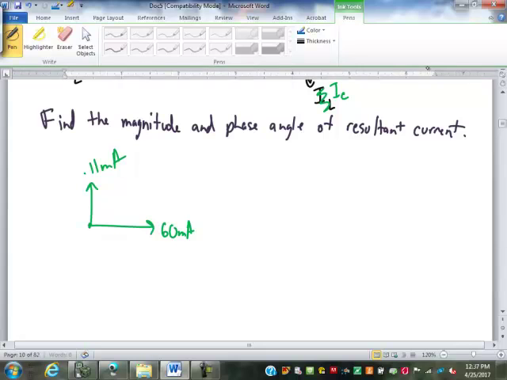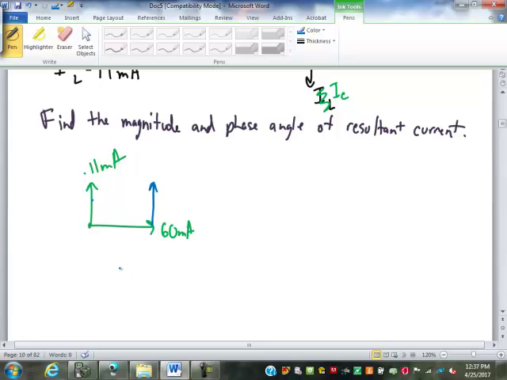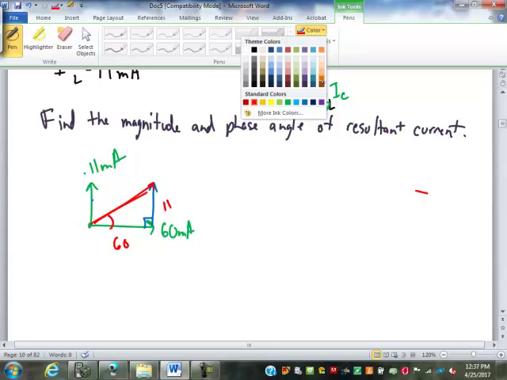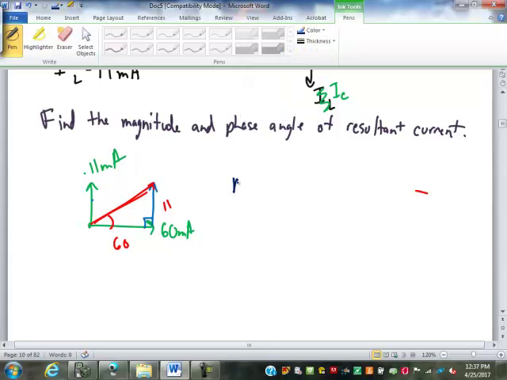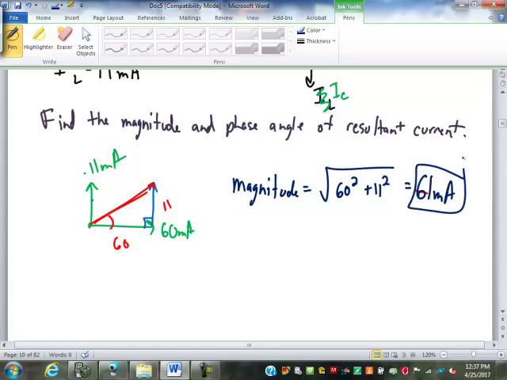So to find your resultant angle, we've got to add those two together. And what we do is we just slide this one over here like that. There's a right angle. You're looking for that length and that angle. So if this is 11 and this is 60, how do I find that length? You got it. 60 squared plus 11 squared, right? Gives you 61 milliamps, I believe. And how do we find this angle?